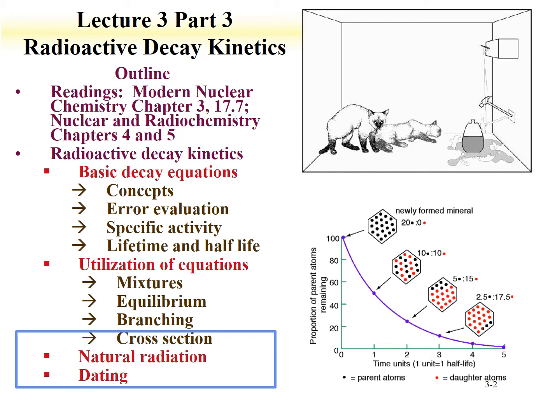Then we're going to explore natural radiation, which we've already talked about. We've looked at the uranium-238 decay chain in the previous lecture. And then we're going to end this on dating materials that contain radioisotopes, so how we can get information about the age of materials.